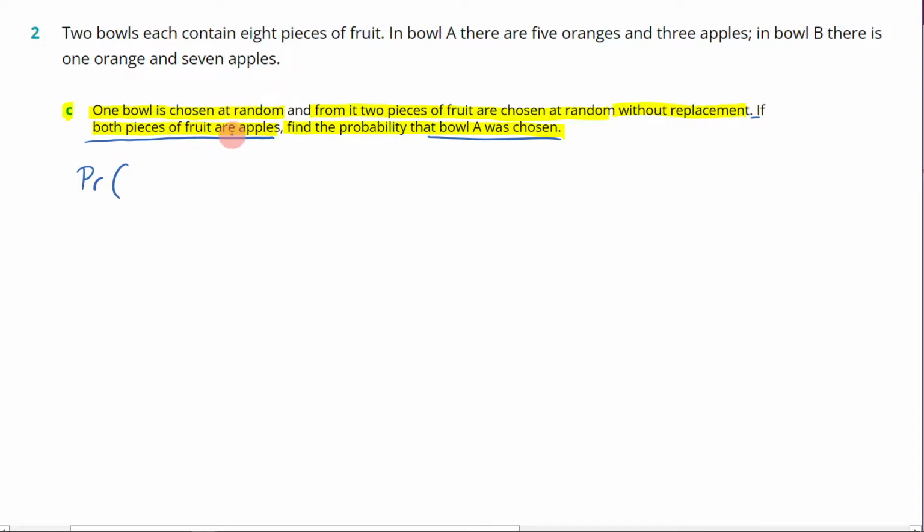So both pieces of fruit are apples. Find the probability bowl A was chosen. So it's the probability of A given we pulled out two apples. You really have to make sure that you can read the question to figure out what it's saying. Here we're going to write out in full what this means. Based on our formula for the conditional probability, this is going to be A intersection two apples, over the probability of two apples. Now we just need to find each of these.